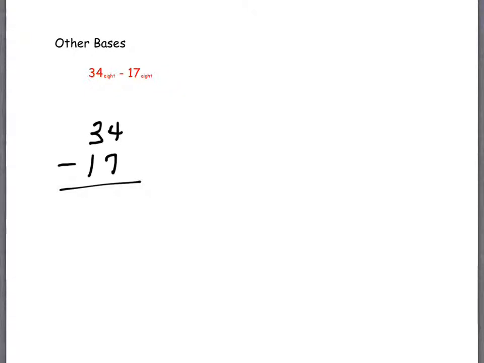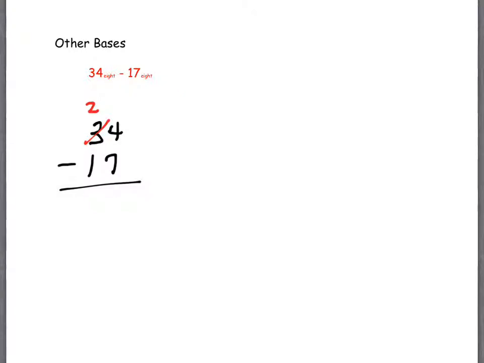But this is base 8. So this is not the tens column, it's the eights column. So when I borrow in base 8, I have to borrow 8 because it is the eights column. So when I take this number 3 here, I turn it into a 2 because I'm borrowing one of those values. But one of those values has a value of 8. Have the 8, I have the original 4. What is 8 plus 4? How many total is that?